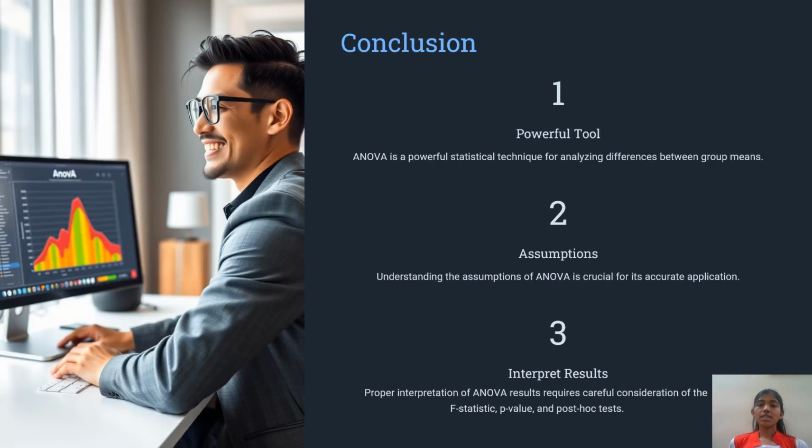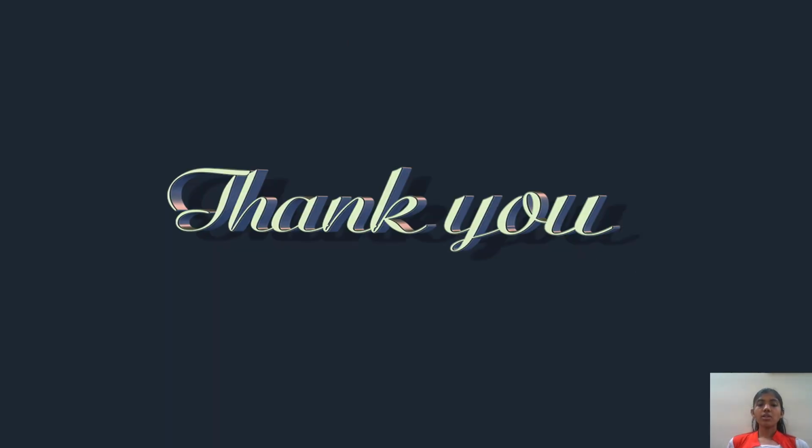At last, not the least, the conclusion. First, powerful tool. ANOVA is a powerful statistical technique for analyzing differences between group means. Second, assumptions. Understanding the assumptions of ANOVA is crucial for its accurate application. Third is interpret result. Proper interpretation of ANOVA results requires careful consideration of the F statistic, p-value, and post hoc test. So this was all about the ANOVA techniques and its basic principles.